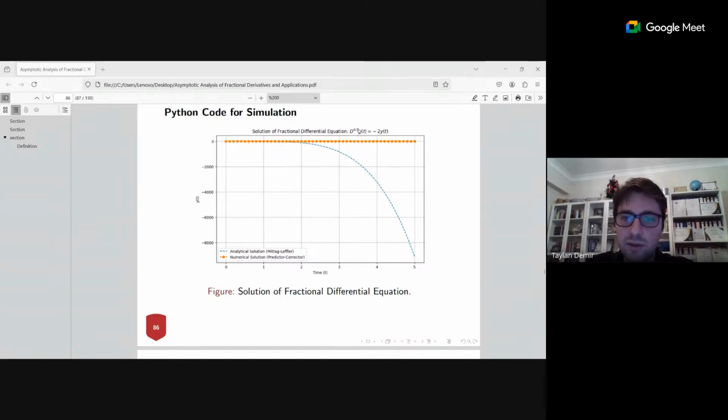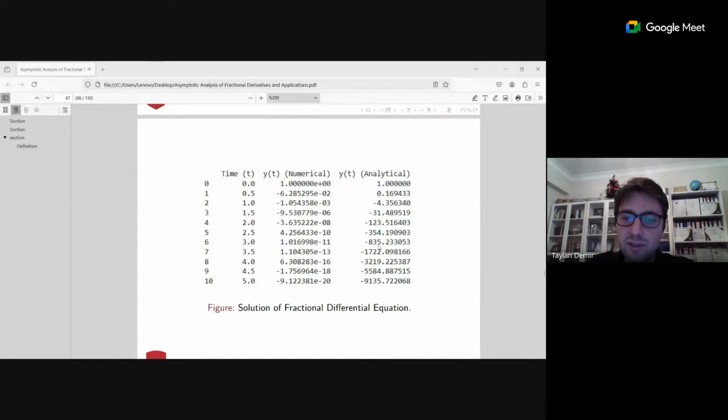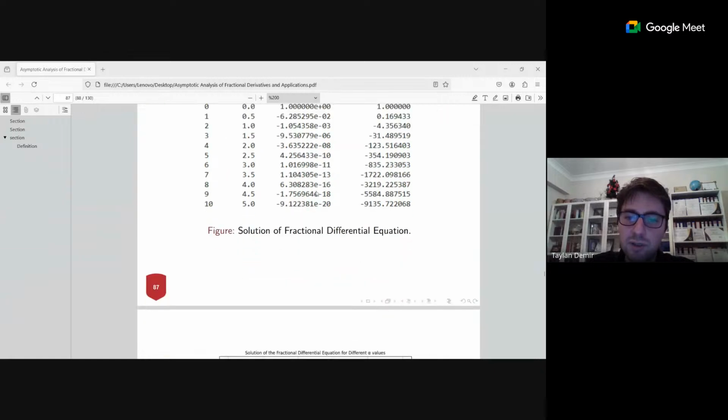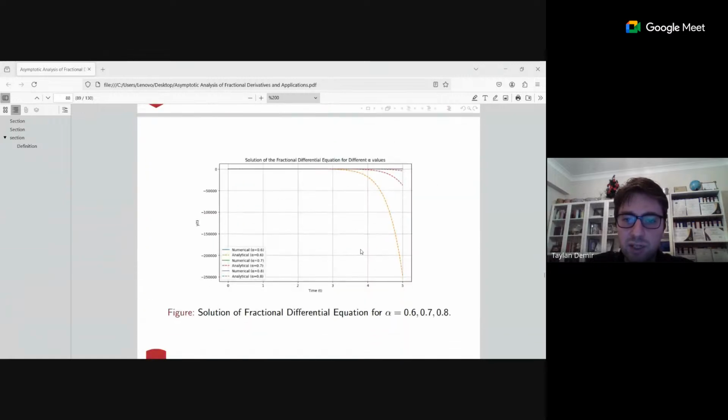D power 0.5 y of t equals minus 2 y of t. The orange line is the numerical solution, the predictor-corrector. And the piecewise blue line is the analytical solution, the Mittag-Leffler simulation. Similarly, we calculate the Python program simulation for the interpretation of the solutions of the fractional differential equation.